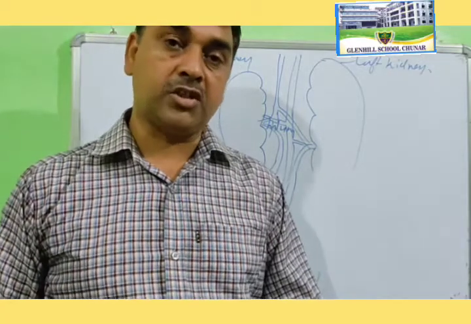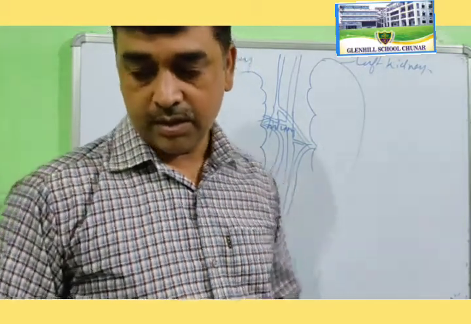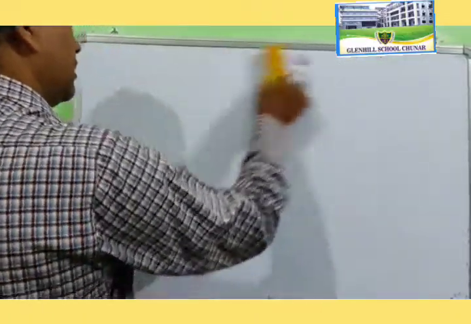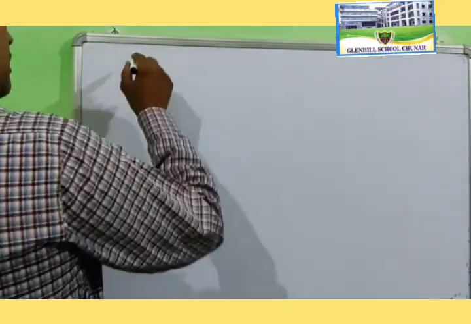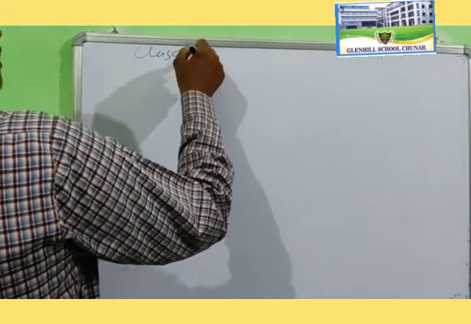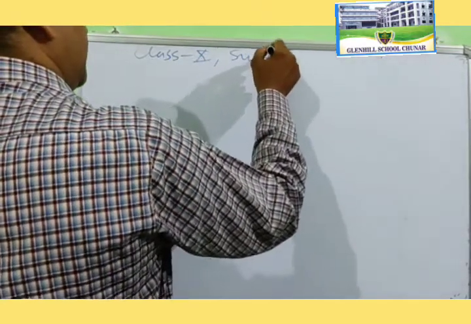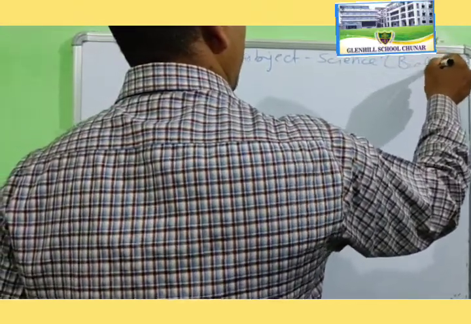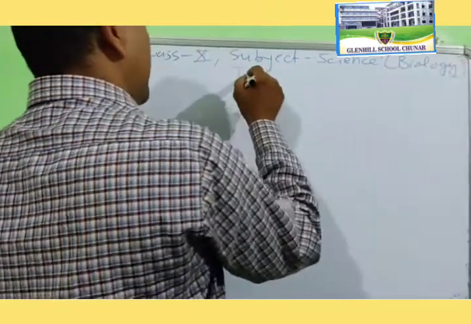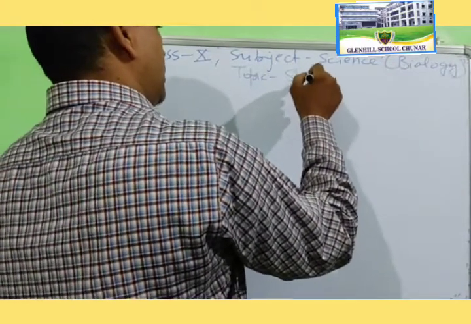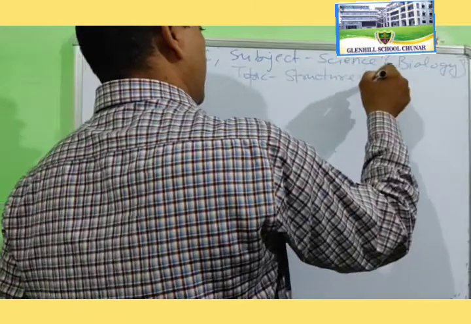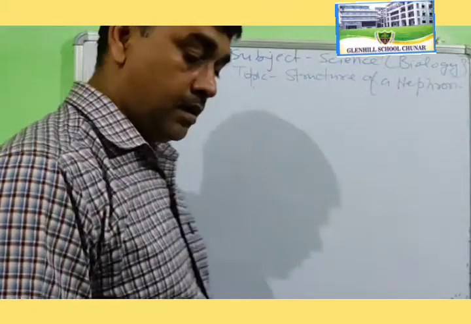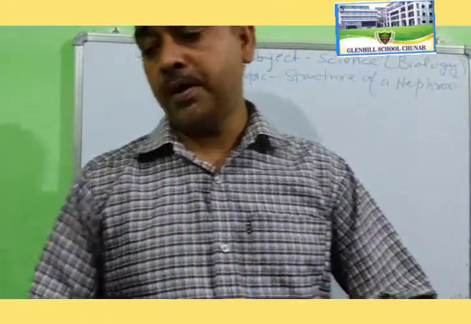Now students, today we will discuss the structure of a nephron. Try to draw this. Subject science, subject biology. Today's topic: structure of a nephron. Students, try to draw this with the help of a pencil.